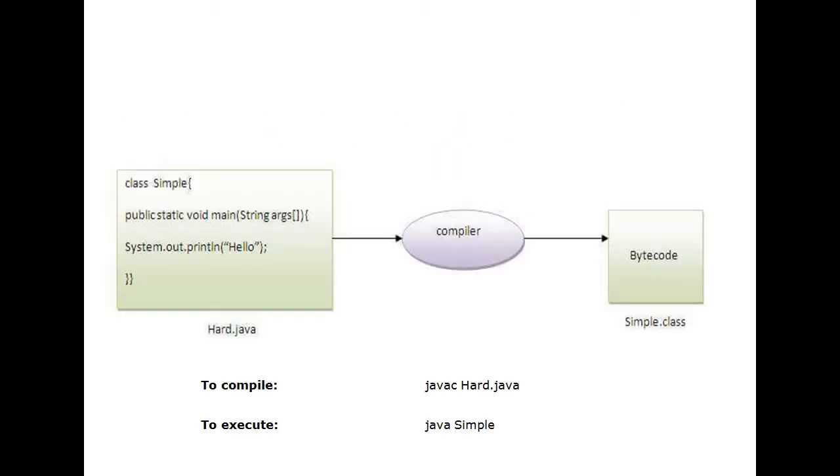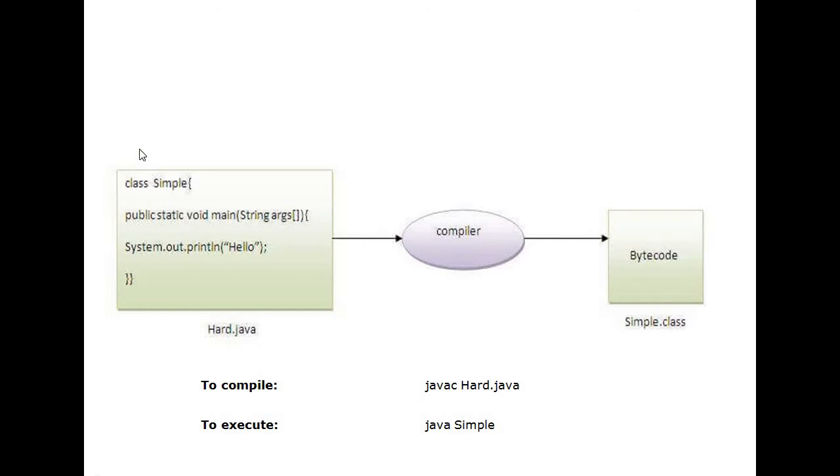Let us consider, here I am writing one class simple, with the main method, and I will print hello on the screen. And instead of saving the file as simple.java, I save the file as hard.java. That means the class name and file name are different. The question is whether this is possible or not.